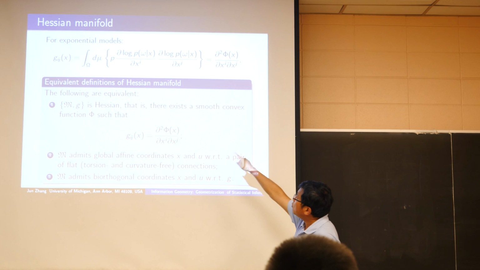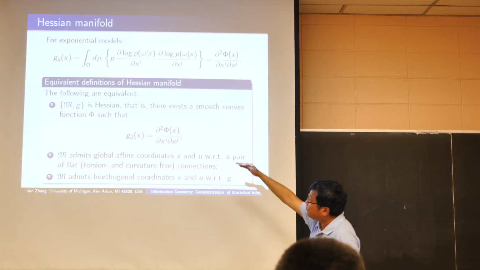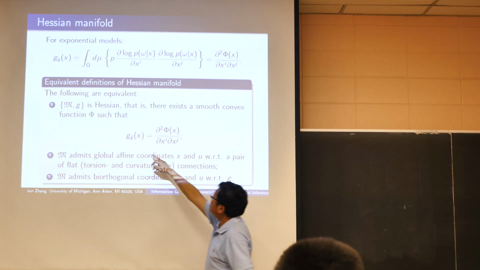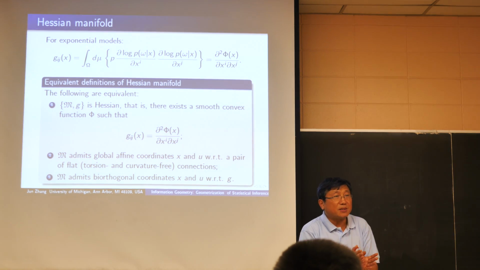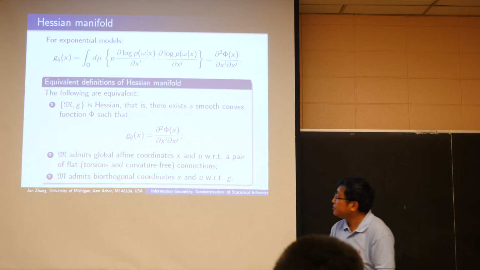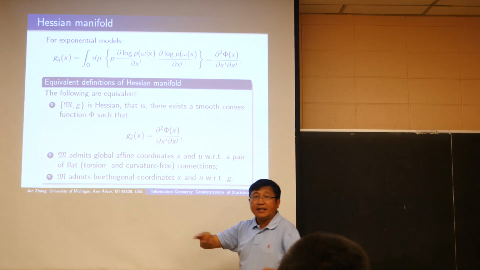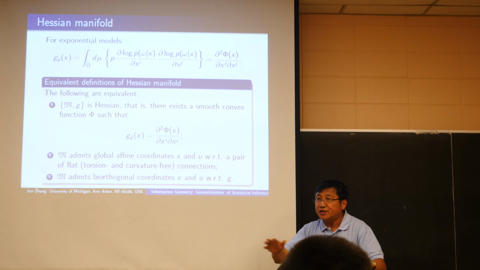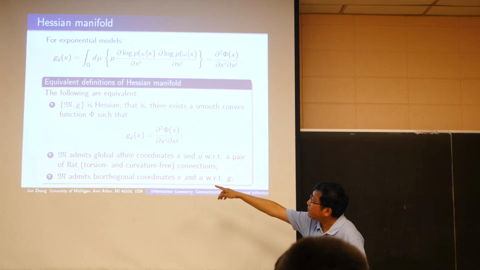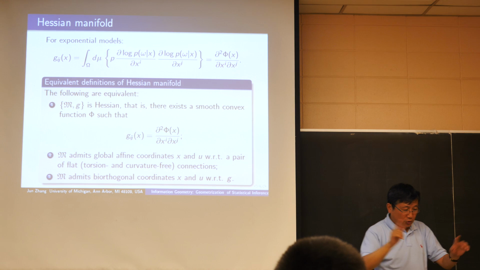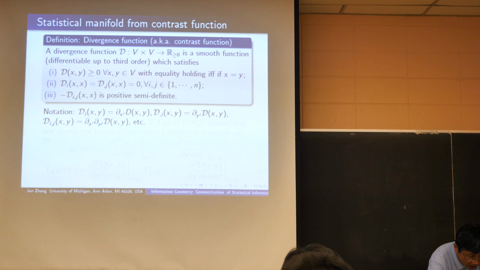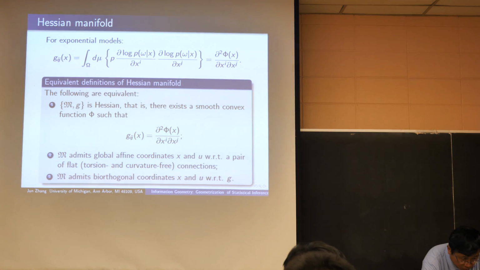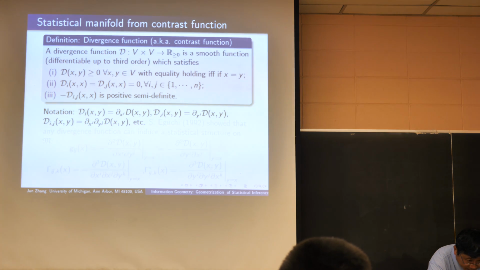So this happens when any of the following conditions holds. Namely, G is equal to the Hessian if and only if this underlying manifold M admits a pair of bi-orthogonal coordinates, X and U, or there is a pair of affine coordinates with respect to flat connections. There are two flat connections which are dual with respect to G. Then they are the Hessian manifold. And the Hessian manifold describes this exponential model very well.